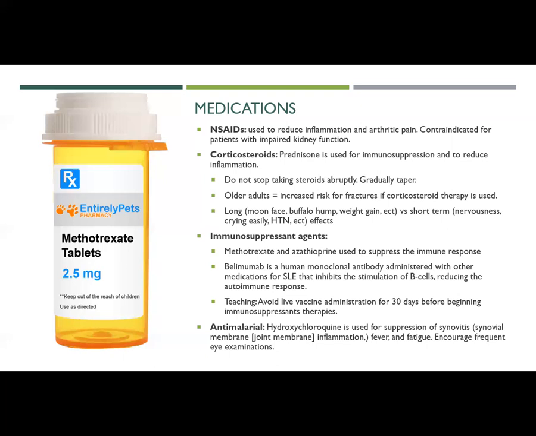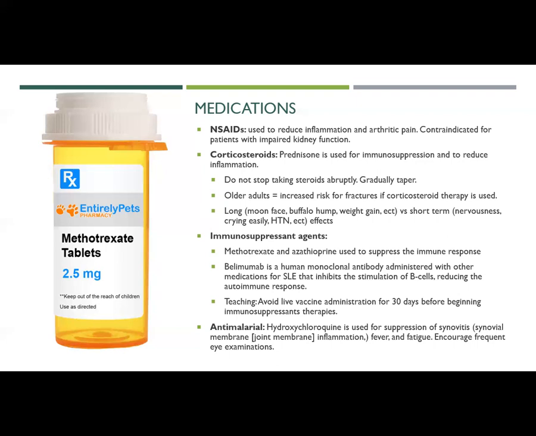Now with this, you just want to remember the different kinds of things for your corticosteroids. Do not stop taking the steroids abruptly. You want to gradually taper. Older adults have increased risk for fractures if corticosteroid therapy is used. And you want to know your long versus short-term effects. So long-term effects are things like the moon face, buffalo hump, weight gain, all the things that we just have way too much steroids on board. Short term are things like nervousness, crying easily, hypertension. So making sure that you know if they're on long versus short. And if this is lupus, they're going to more than likely be on a long-term regimen.